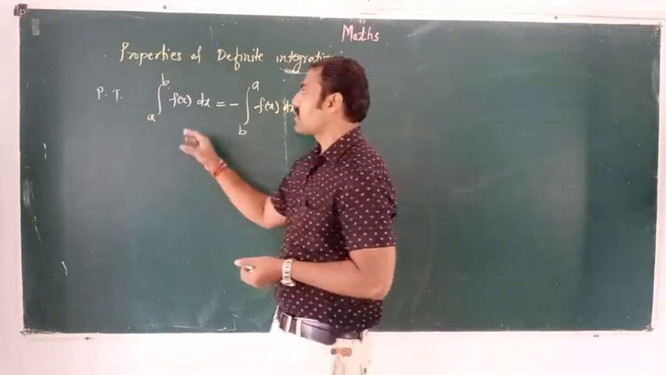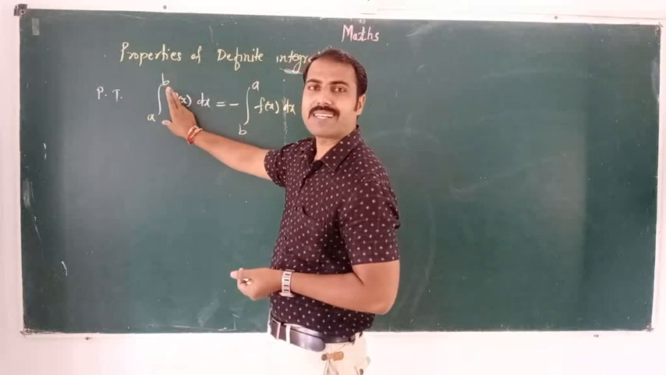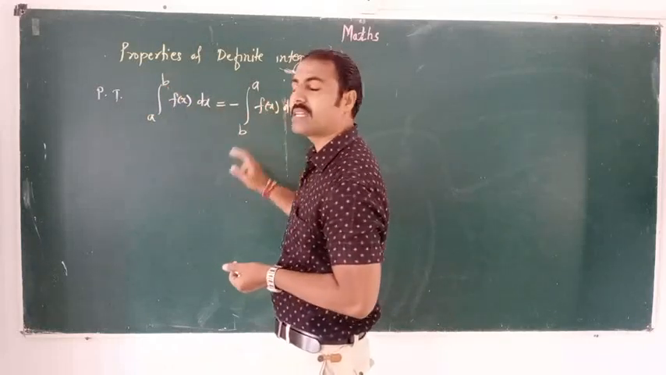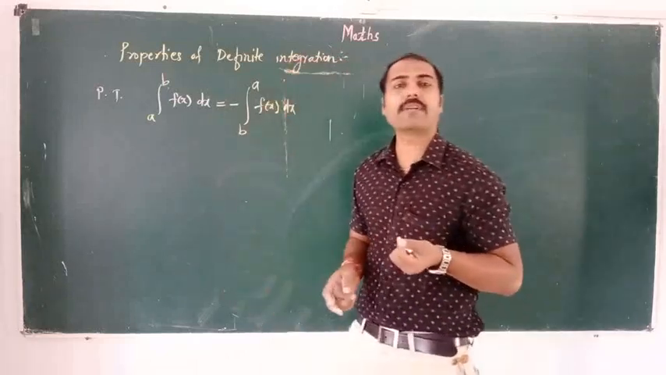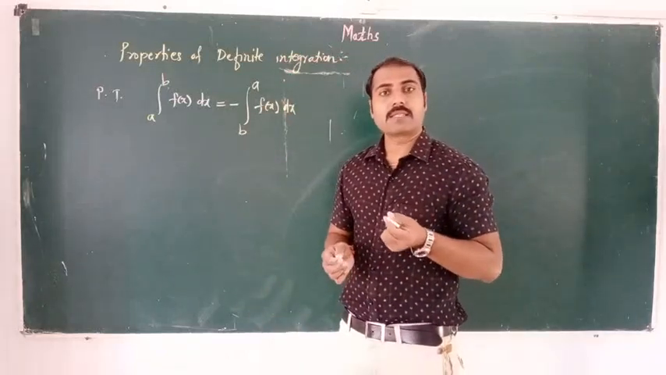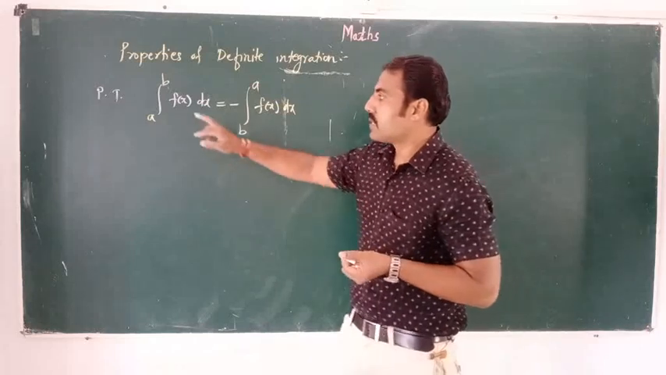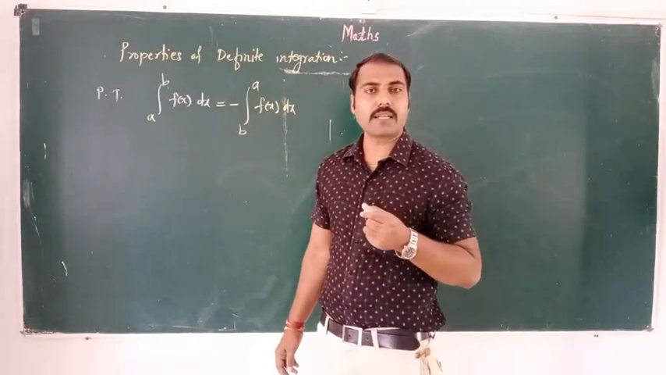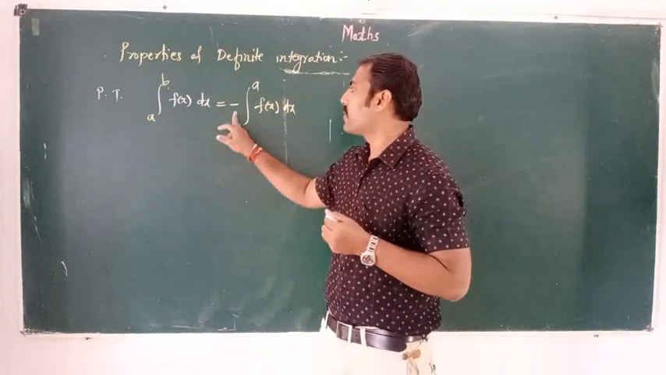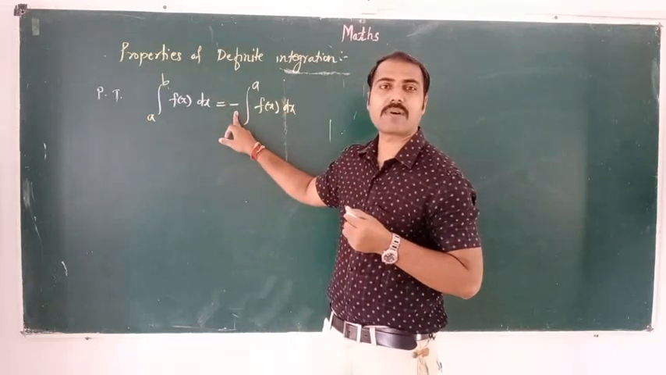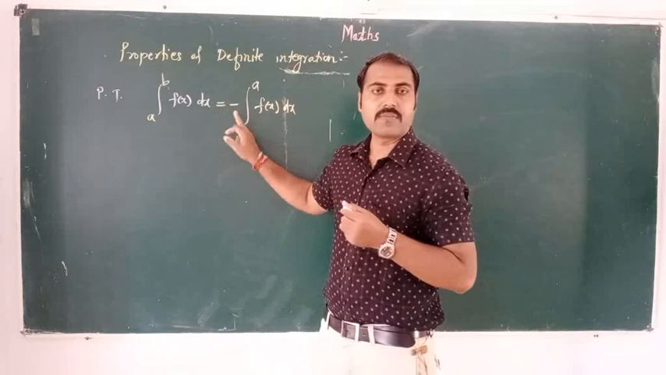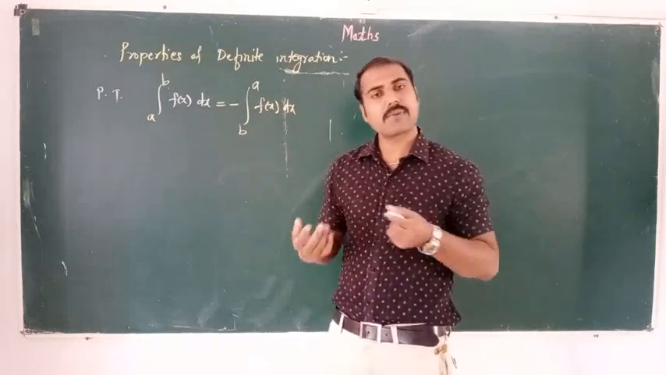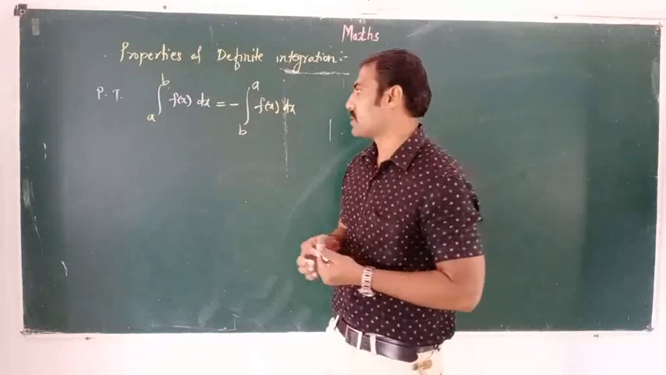In LHS, the limits of the integration are a to b, and in RHS, the limits of the integration are from b to a. Means if we change the lower limit and upper limit of a definite integration, then the value of the definite integration changes by sign. If it is plus, then we get minus, and if it is minus, then we get plus.